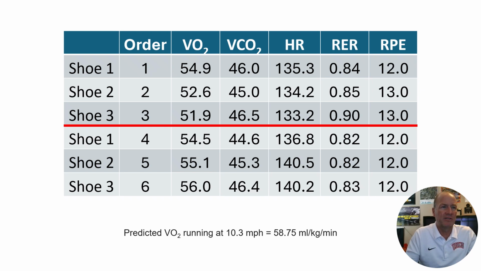Now, what's interesting, I always like to do this when I collect VO2 data, is I like to have an expectation of what rate of oxygen consumption should be, and that way you can make sure that roughly my instrument's behaving well. And using ACSM's equation for predicting VO2 while running 10.3 miles per hour, we would expect about 58.75 mLs per kg per minute for VO2. Clearly, we're under that for all these.